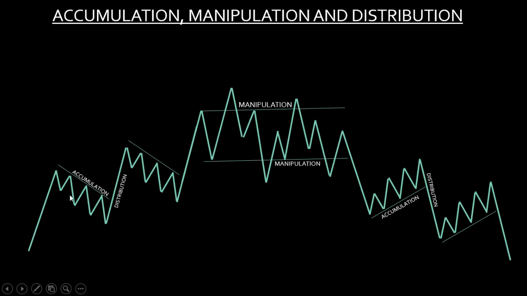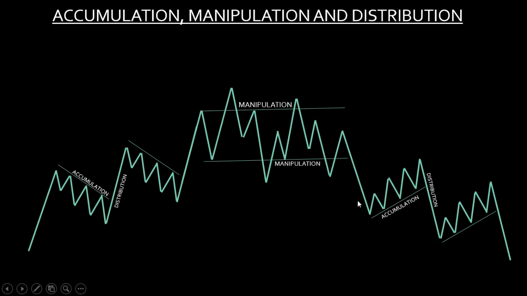Accumulation in an uptrend, as you can see on the screen: when price pushes up, it goes down. It's called a pullback. It pulls back in order to accumulate new orders, and then it sends up, it distributes to the upside, it continues going up. And in here we should have another accumulation happening, and from there we distribute to the upside.